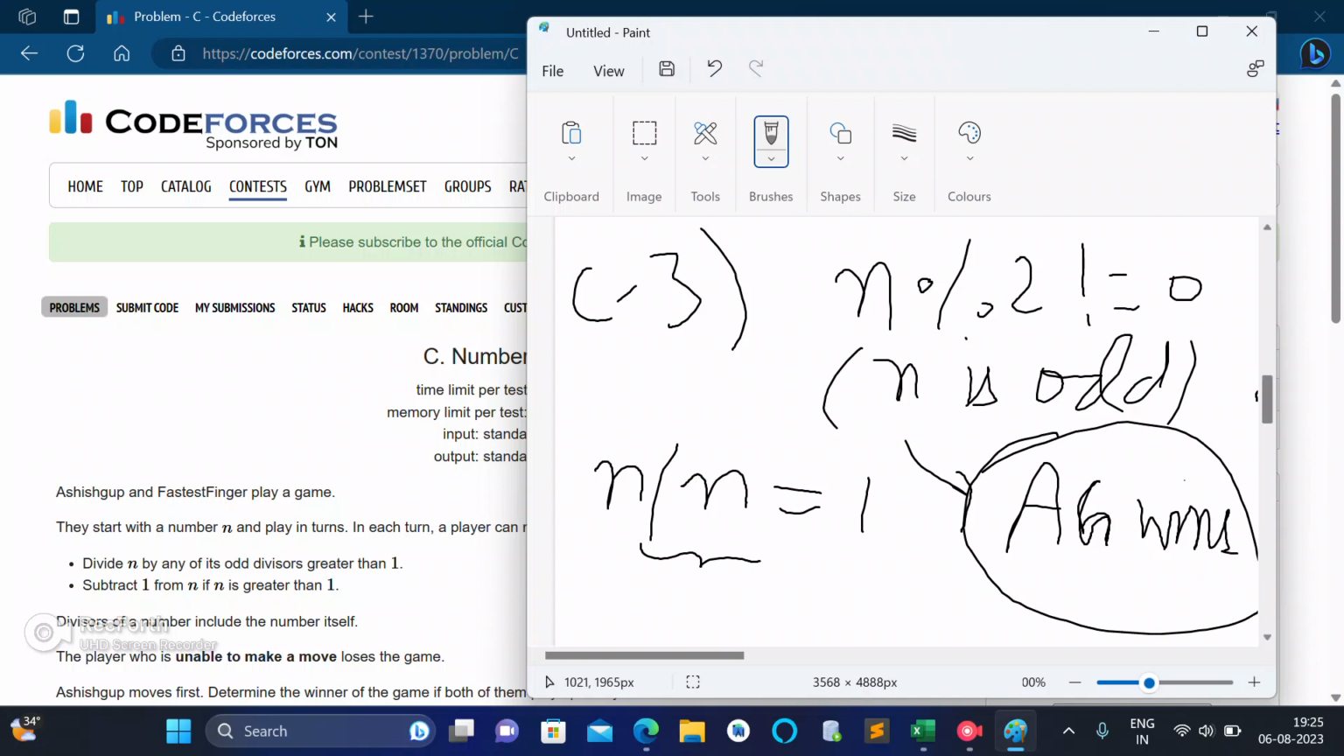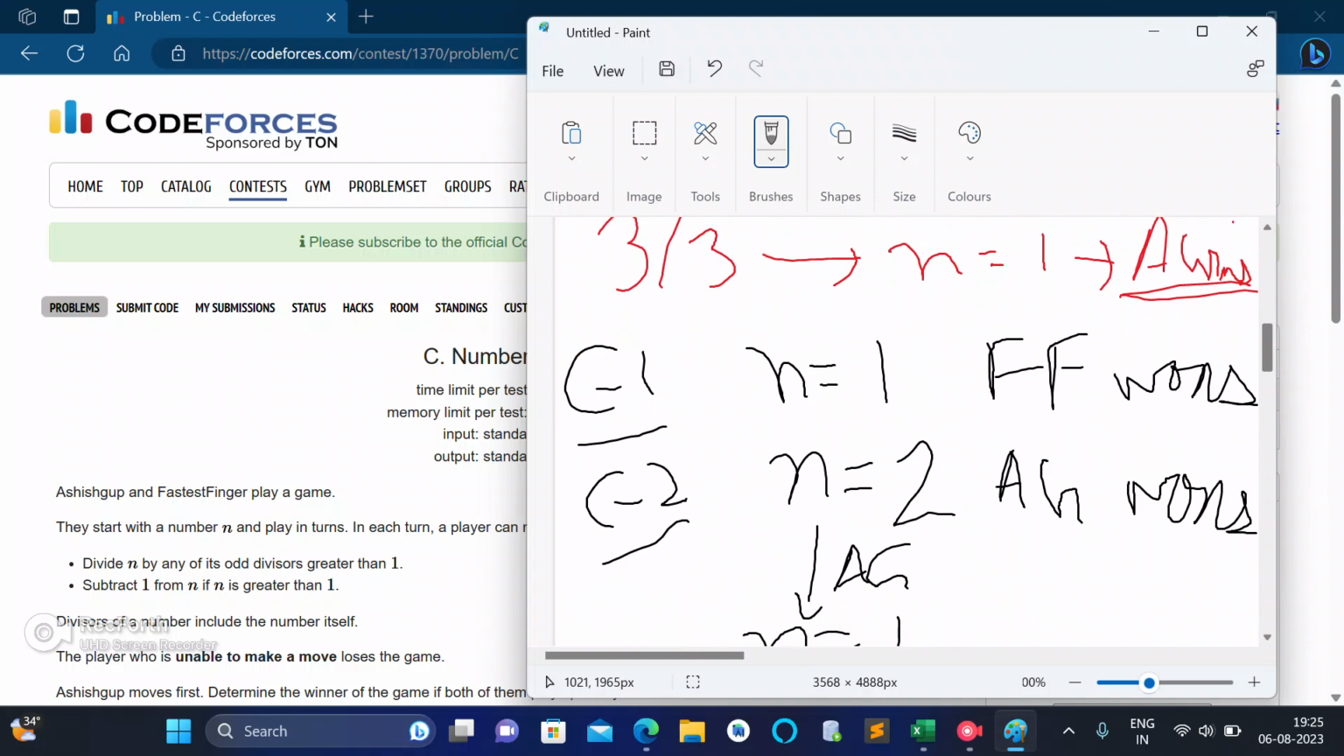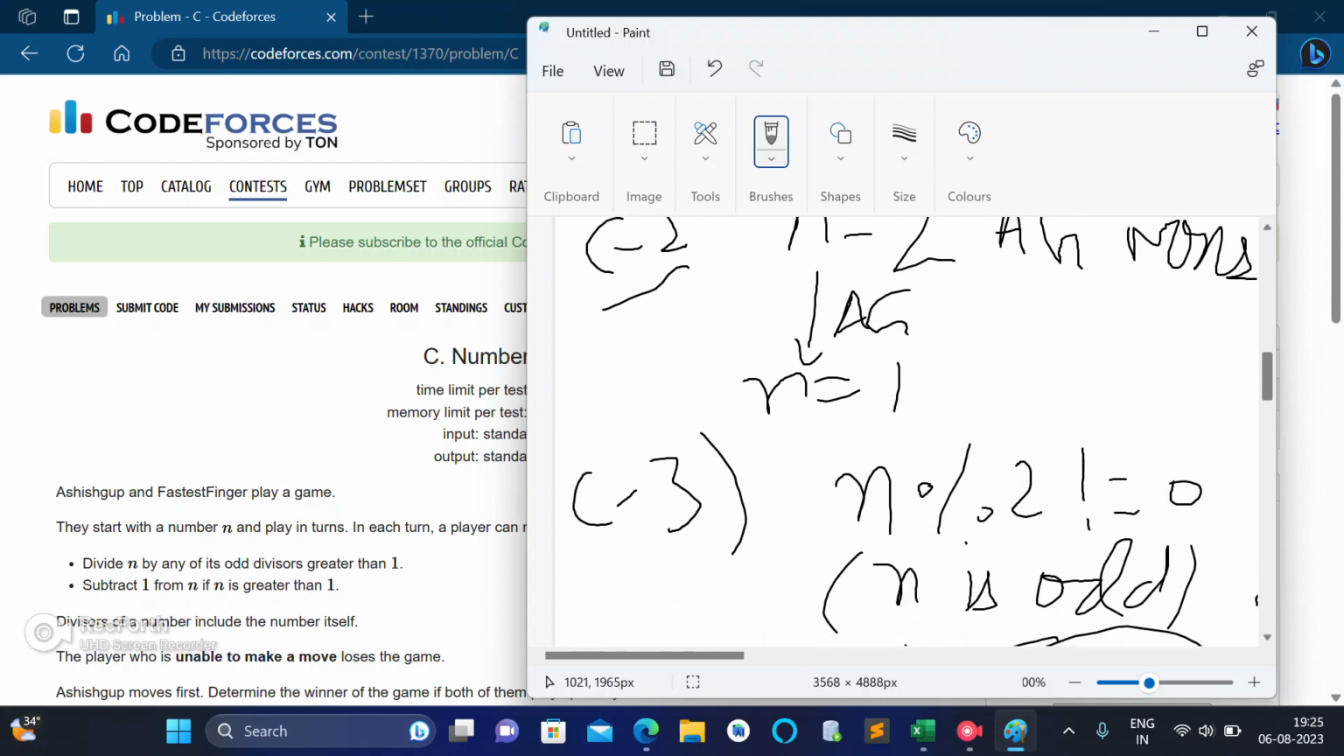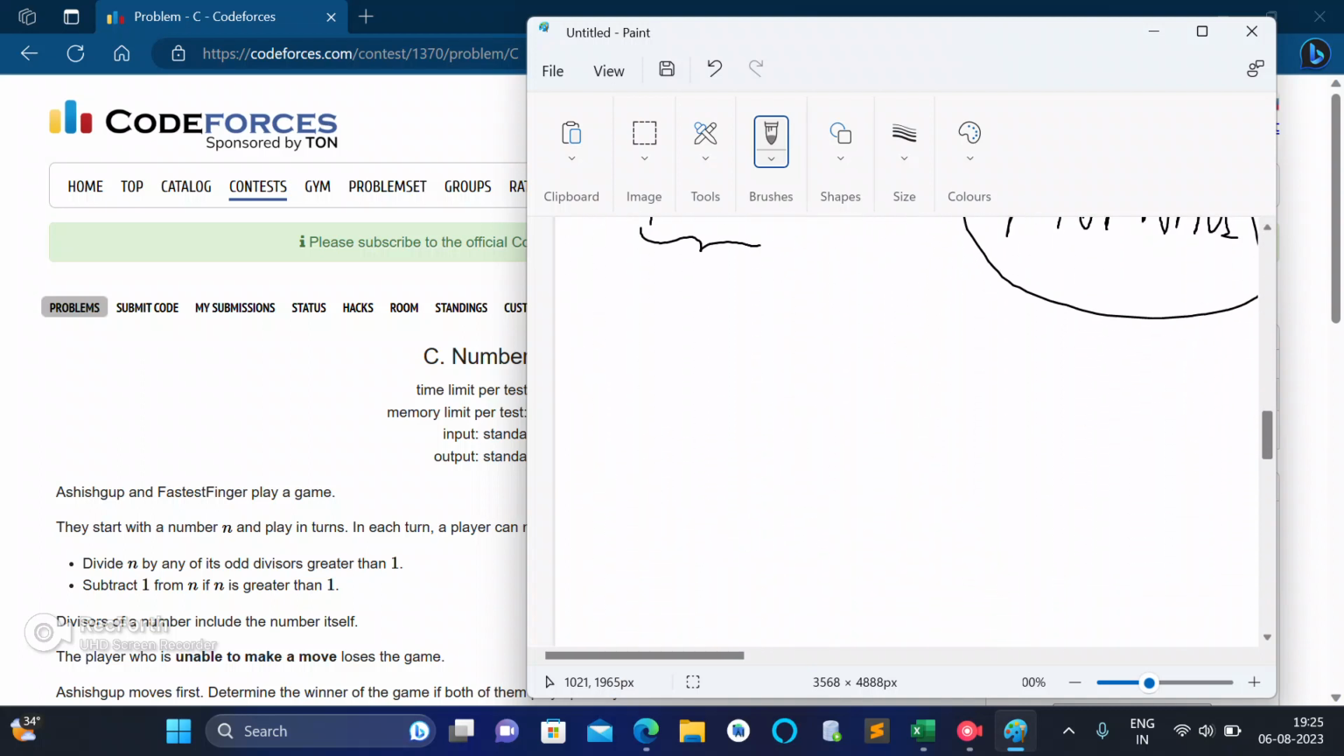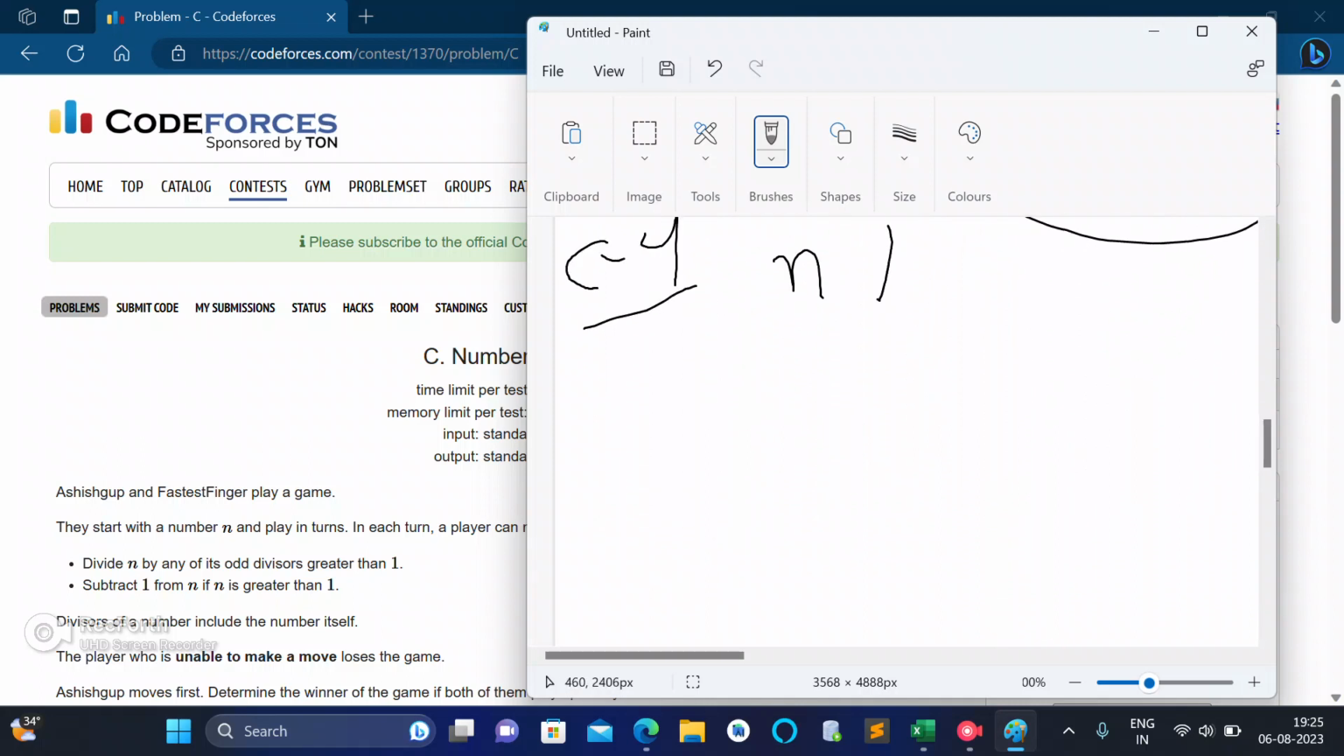So we have discussed 3 cases till now. First case is if n is equal to 1, then Fastest Finger wins. If n is equal to 2, then Ashish Group wins. If n is odd, then Ashish Group wins. Now let's discuss the 4th case, when n is even.